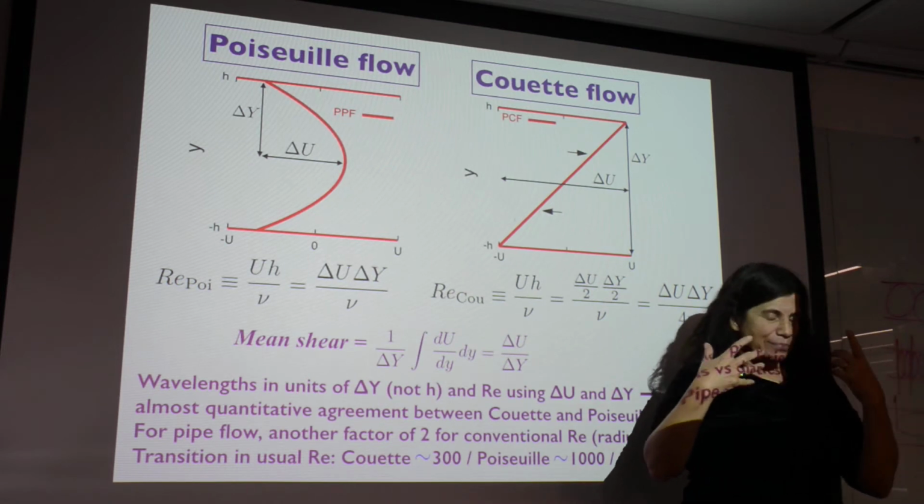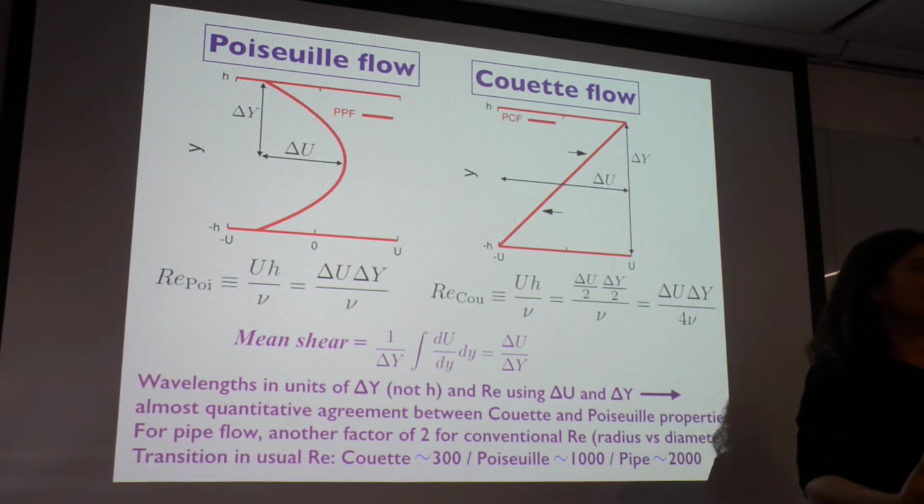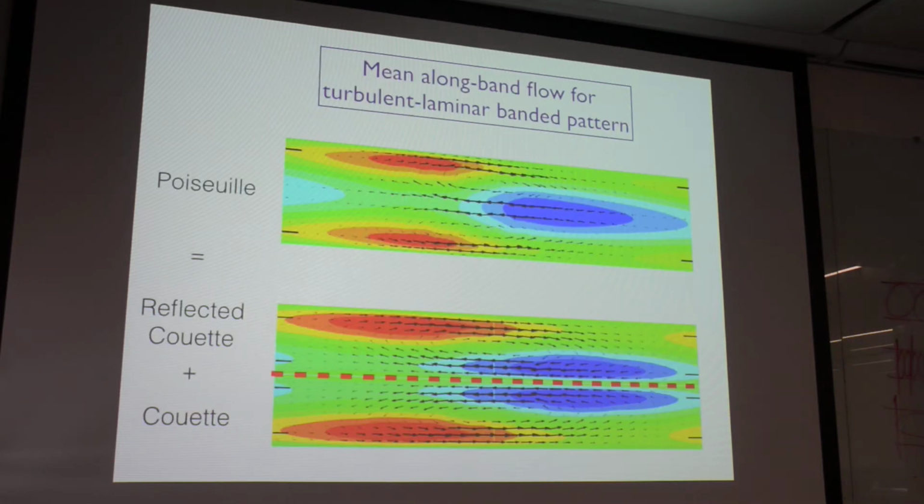And I should say this helps you understand that that's what Poiseuille really is. It's 2 superposed shear layers. And I'm not sure that is appreciated sufficiently. Here's another thing that shows that.